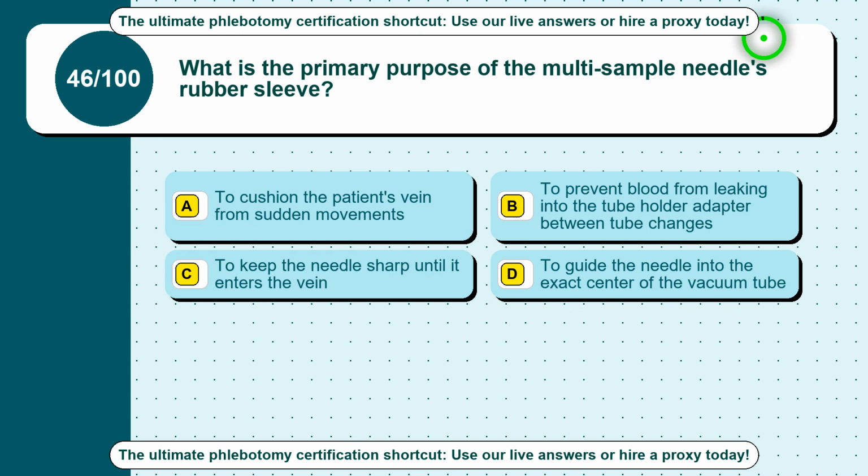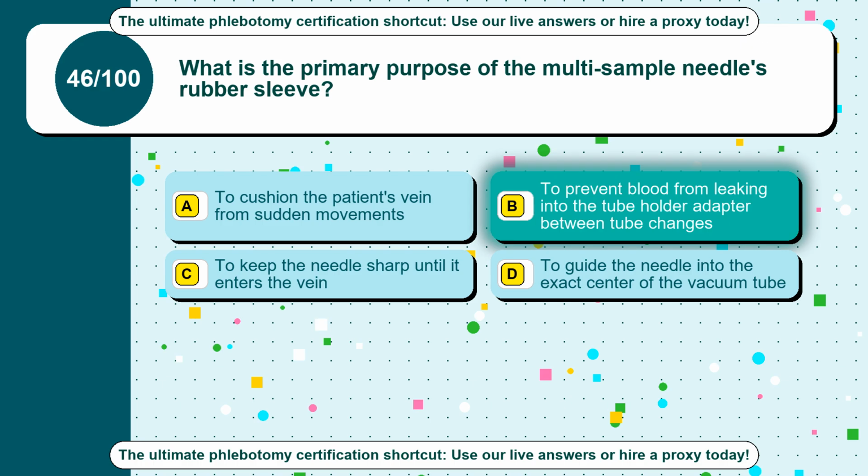Question 46. What is the primary purpose of the multisample needle's rubber sleeve? Option A, to cushion the patient's vein from sudden movements. Option B, to prevent blood from leaking into the tube holder adapter between tube changes. Option C, to keep the needle sharp until it enters the vein. Option D, to guide the needle into the exact center of the vacuum tube. The correct answer is option B, to prevent blood from leaking into the tube holder adapter between tube changes.